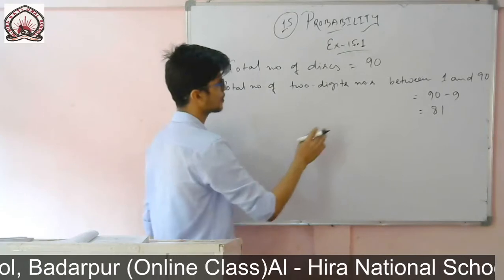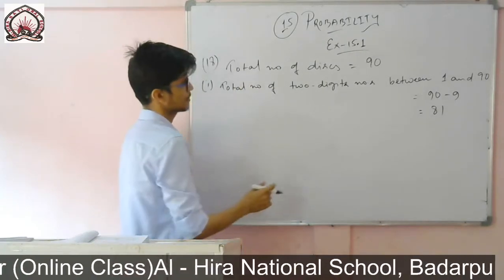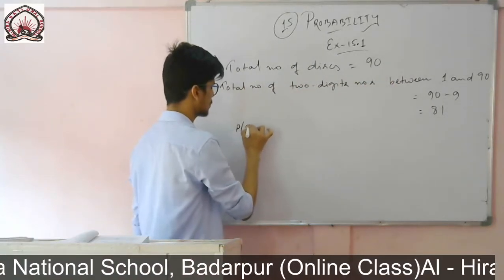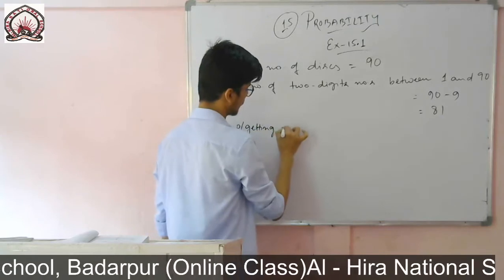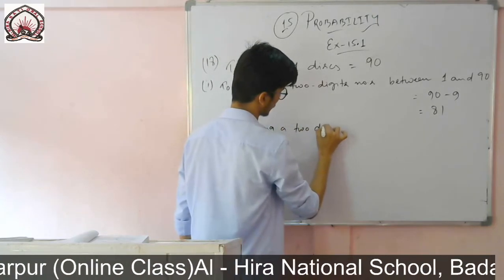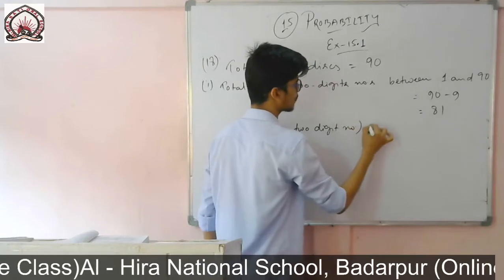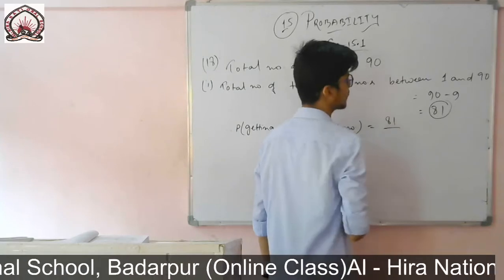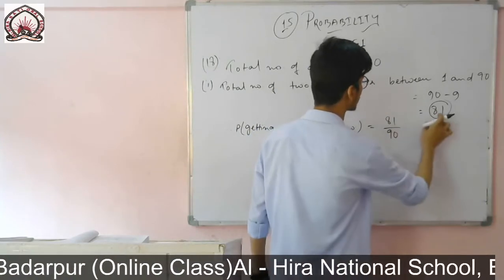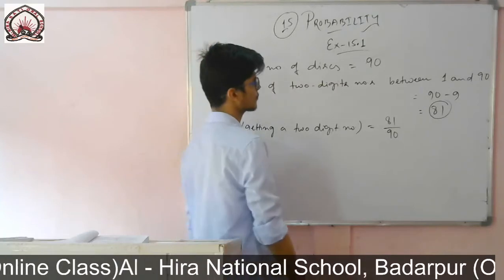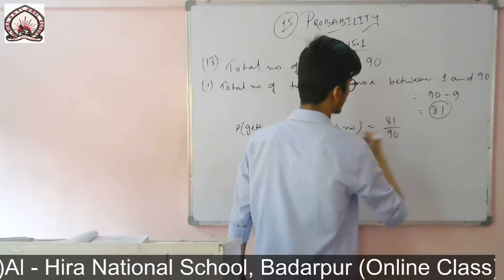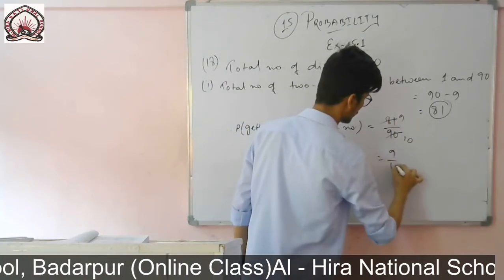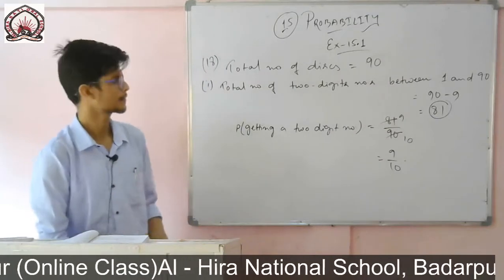So this is our favorable outcome. This is the total possible outcome. Now we can find the probability of getting a 2-digit number. Probability of getting a 2-digit number will be equal to favorable outcome 81 divided by 90, total possible outcome. If I cancel this with 9, 9 9s are 81, 9 10s are 90. So probability is 9 by 10.